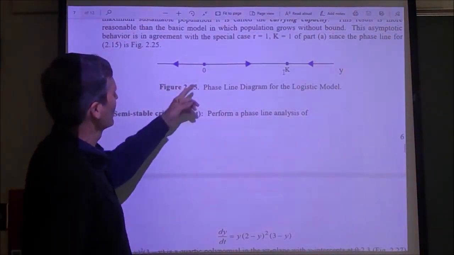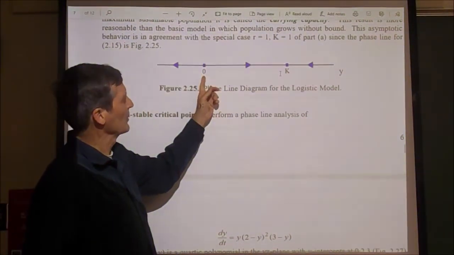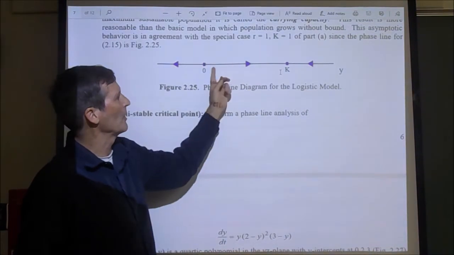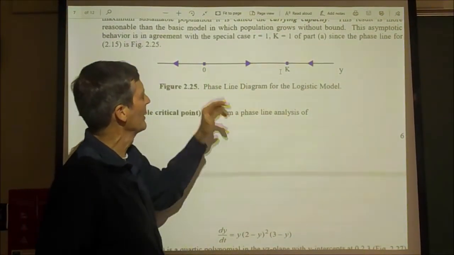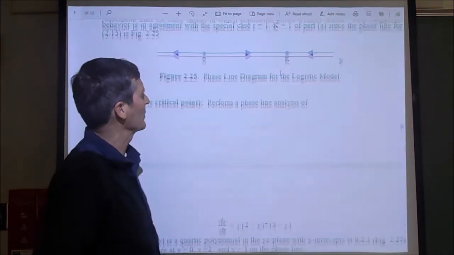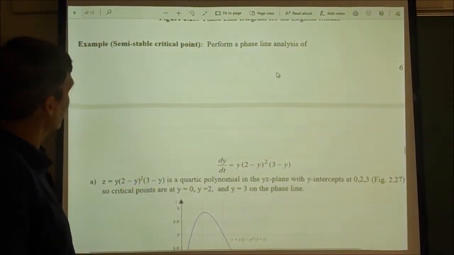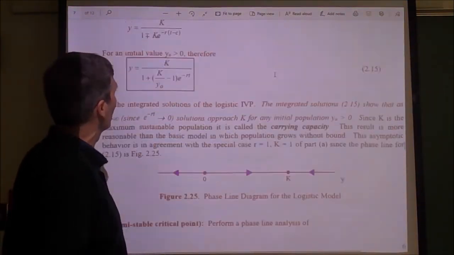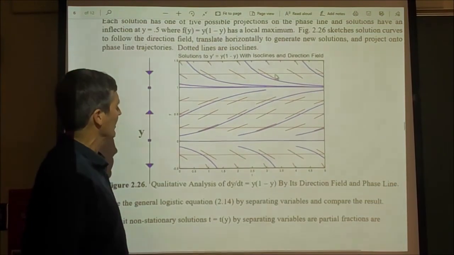All right, and so here's the general logistic model. I did the phase line 0 to 1 when k equals 1 and r equals 1, but now if I take a general r and k, it still has that same kind of picture, just 0 and k instead of 0 and 1. Well, you can actually get semi-stable critical points. I forgot to mention that on this diagram, these critical points are very important, right?